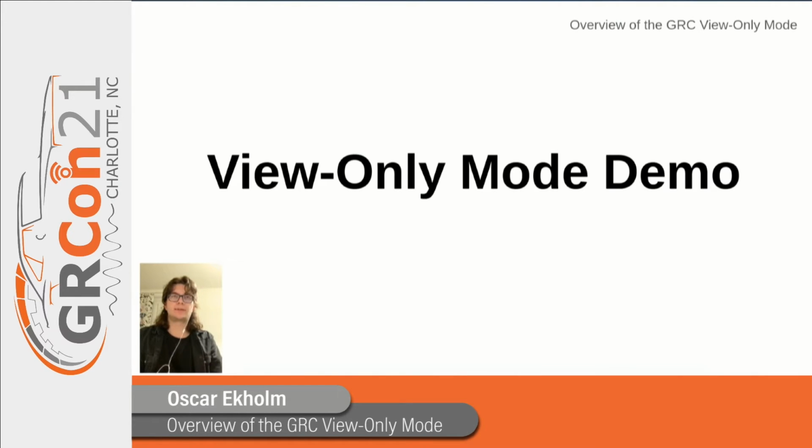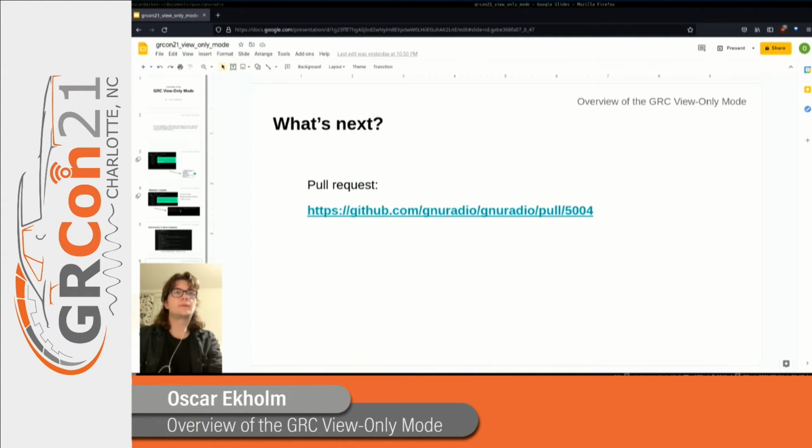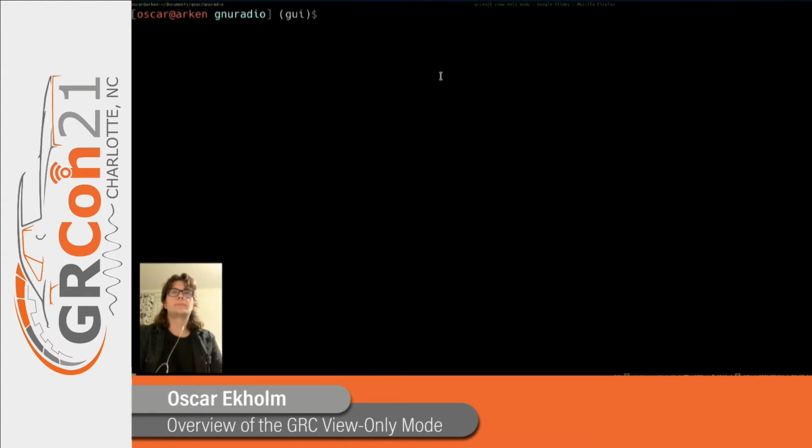So let's start to look at the actual view-only mode for a bit. Let's say that I've downloaded some random flow graph from the internet, and I don't really trust it yet. I don't know what's in it. Before we have trusted a flow graph, it's regarded by the GRC as untrusted. And whenever we open an untrusted flow graph, it will open it in view-only mode, meaning evaluations are disabled.